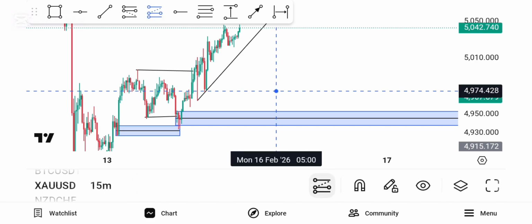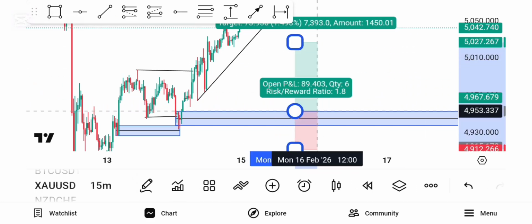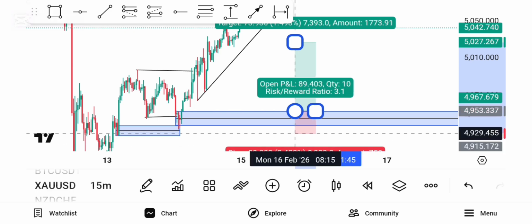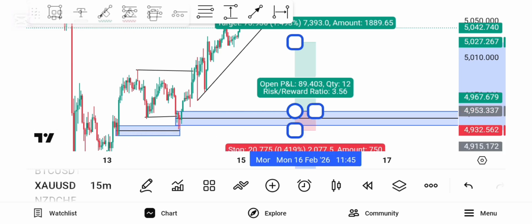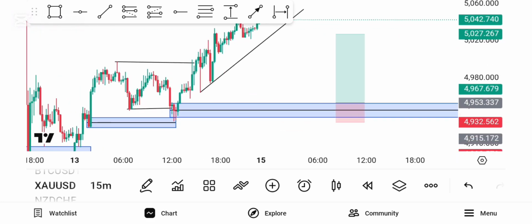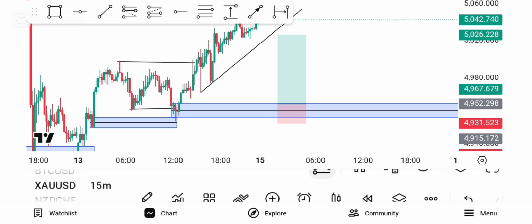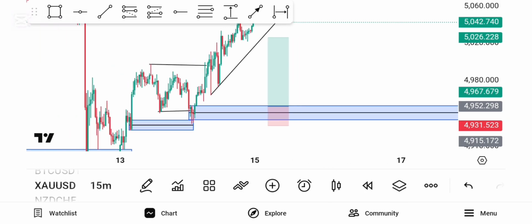So what we'll be doing now, we'll be expecting it to come back to this entry. You can set a limit order here, then put your stop loss below here. Then we're expecting it to come back to this place. Let me zoom out, you can see it very clearly. We're expecting it to come back to this place, and our stop loss will be below the protected low.